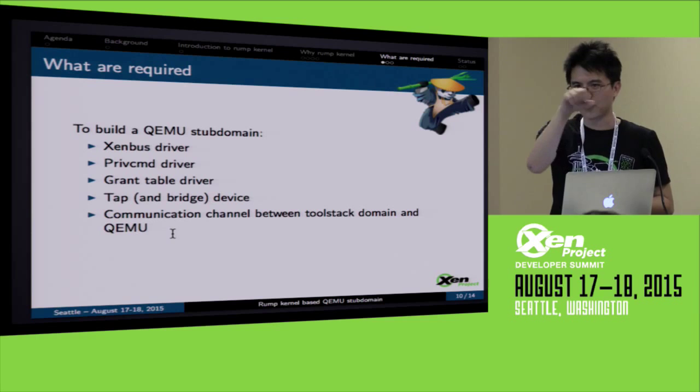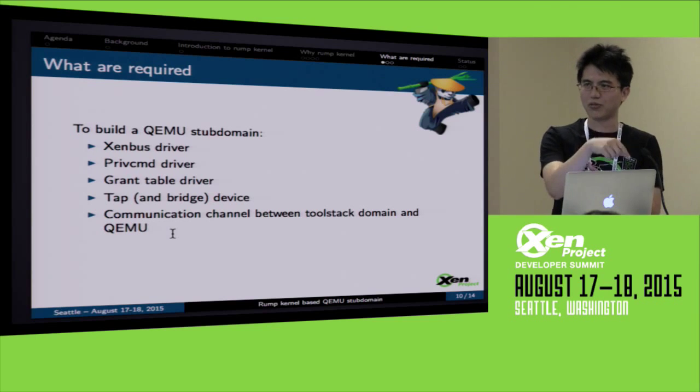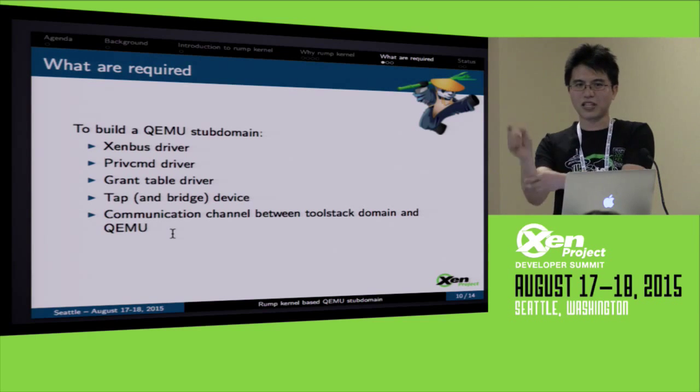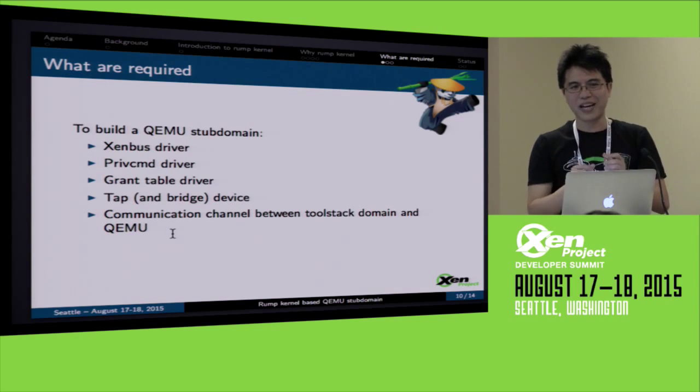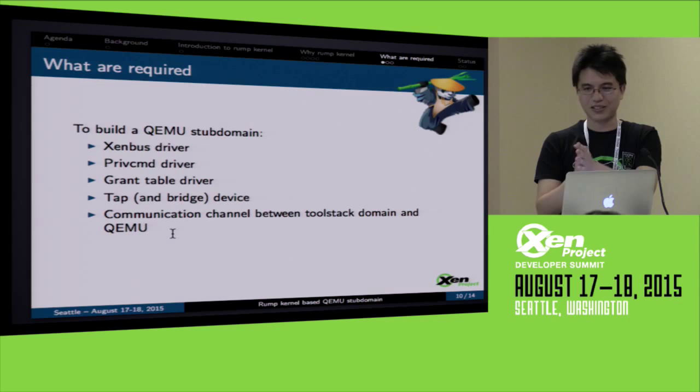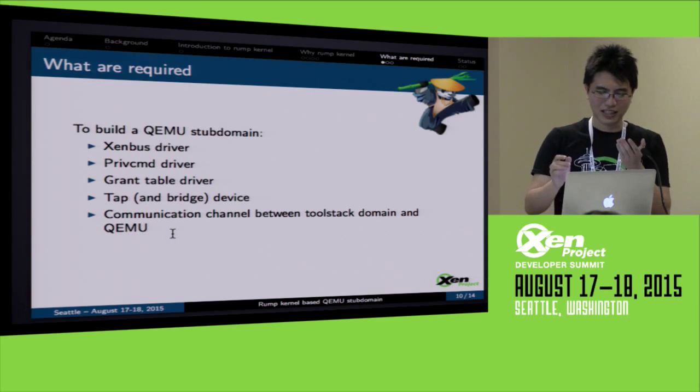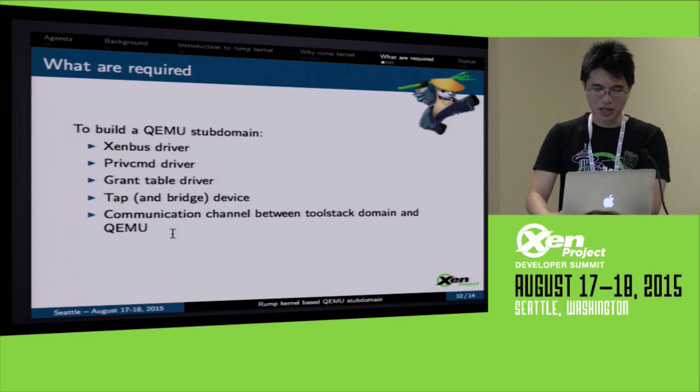And then the final thing is the communication channel between the stub domain and QEMU, so that you can control the QEMU inside of Dom0. For example, you tell it to dump the state to this place so that I can save this domain, or migrate this domain to another place, or change the internal emulation state. Yeah, so those are the basic requirements.